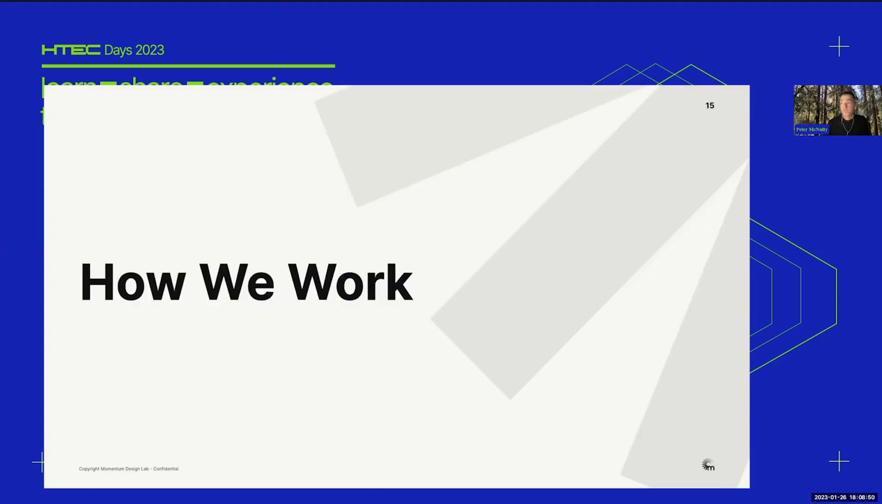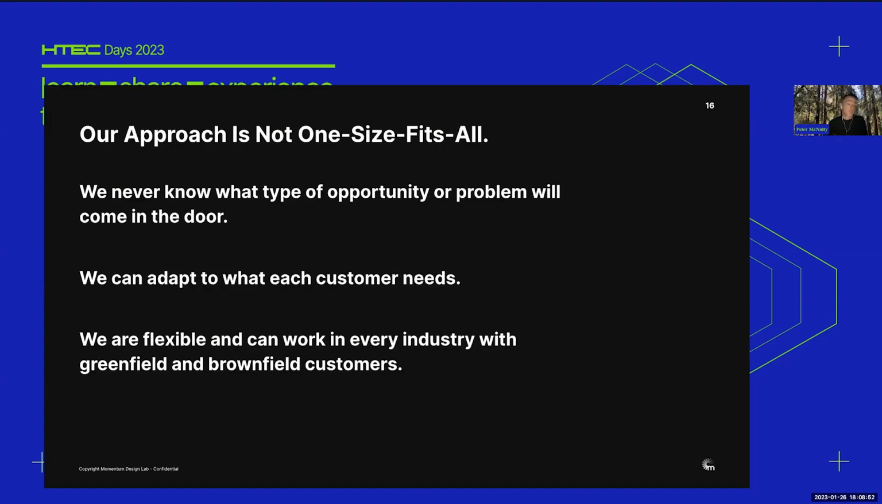How we work. Our approach is not one size fits all. We never know what's going to come in the door. We're in all industries. We can adapt to whatever each customer needs. We're flexible in that regard. And we work in greenfield as well as brownfield. I mentioned the spectrum of different stages of our customers from startups to enterprise, and we adapt.